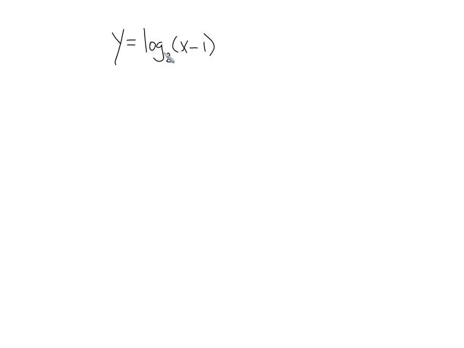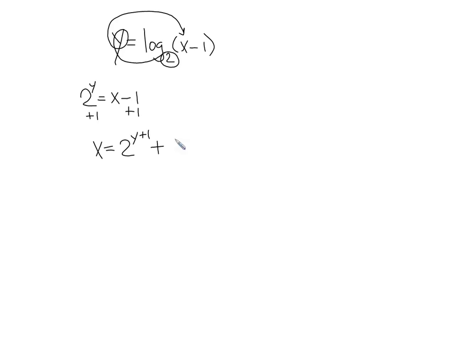So what does this give me when I unravel it? 2 to the y equals x minus 1, right? What do I do to get x by itself now? Add 1. So I have x equals 2 to the y. Does the plus 1 go here, or does the plus 1 go here? Outside, right? It's not part of the exponent, so it goes outside. This is what we're going to graph.